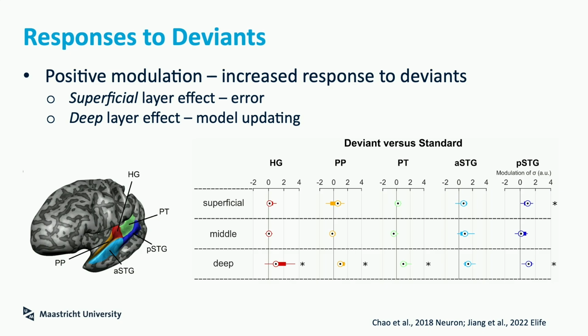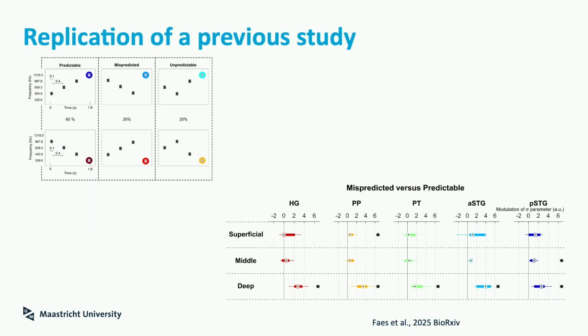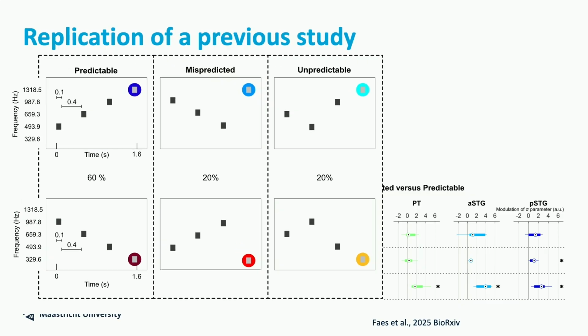This is in line with animal electrophysiology that has shown similar results. And what is interesting, and that I briefly want to mention, is that in this preprint that I mentioned before, we used a very similar experimental paradigm, but we used cascading tone sequences instead of syllabic sequences. But similar, this predictable condition is similar to our standard, and the mispredicted similar to our deviant condition.